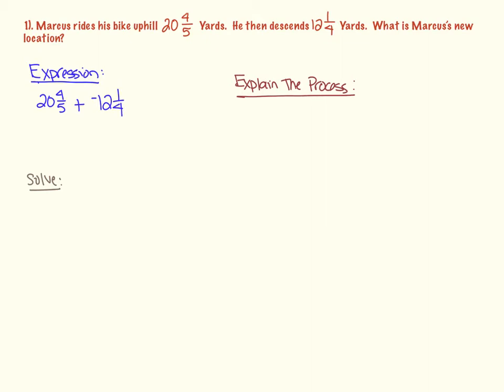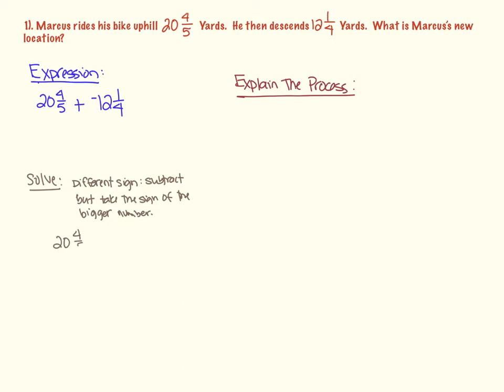Okay, so now let's go ahead and solve it. We're going to subtract these numbers because they are different signs. So mark in your notes different signs, we're going to subtract, but our answer is going to take the sign of the bigger number, which in this case is the 20, so our answer is going to be positive.